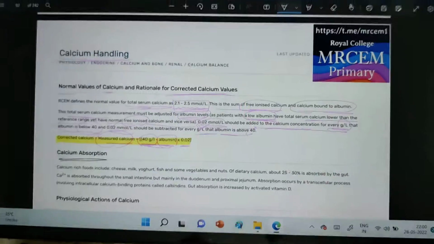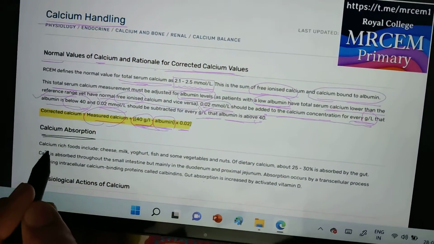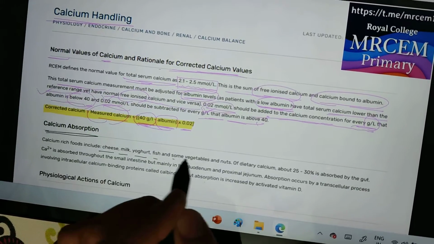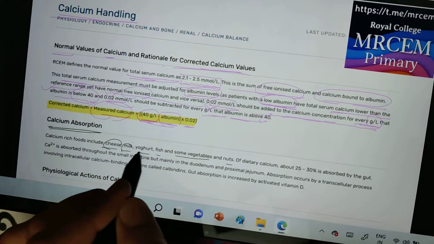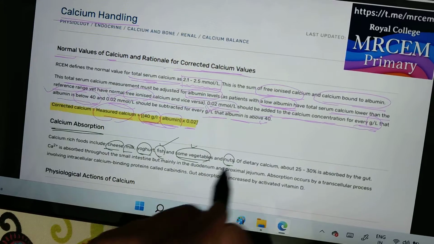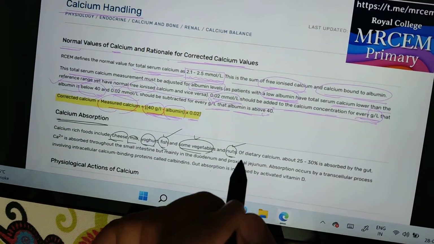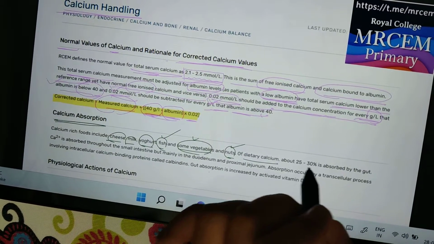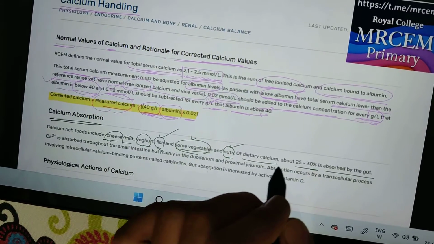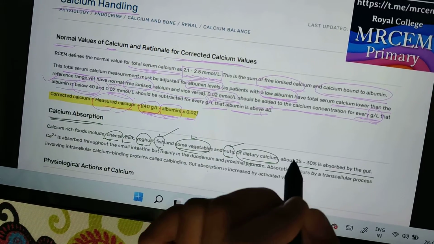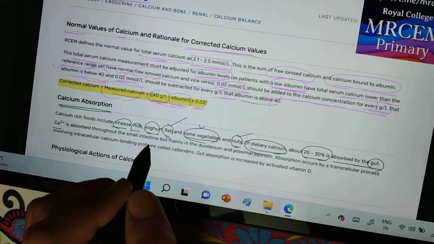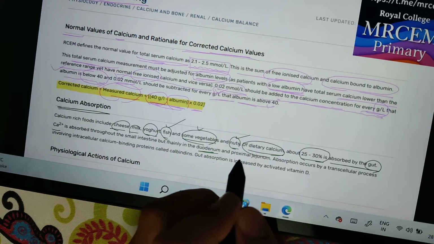Then calcium absorption. Calcium rich foods include cheese, milk, yogurt, all the milk products, fish and some vegetables and nuts. Of all dietary calcium, about 25 to 30% is absorbed by the gut. Calcium is absorbed throughout the small intestine, but mainly in the duodenum and proximal jejunum.